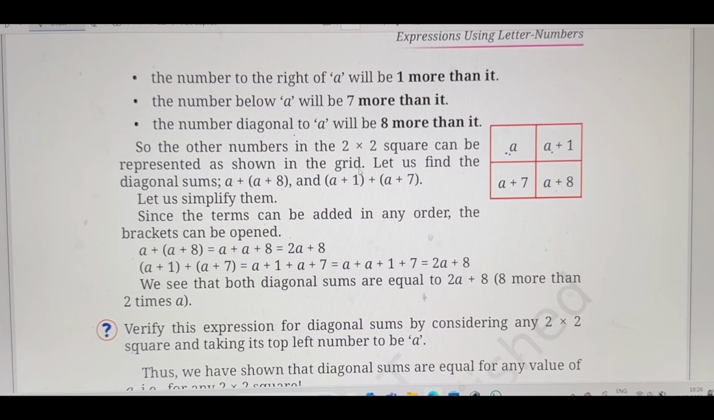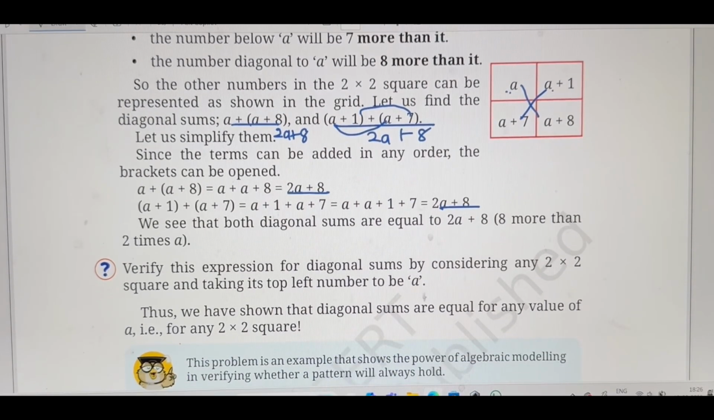Now if we take the diagonal sum, adding A and A plus 8, this will be 2A plus 8. We can add the like terms, and 8 remains as it is. And we take the other diagonal, A plus 1 and A plus 7. Here A plus A is again 2A, and 1 plus 7 is 8. So in both cases we are getting 2A plus 8. The diagonal sums are the same. Both diagonal sums are equal, 2A plus 8, which is 8 more than 2 times A.